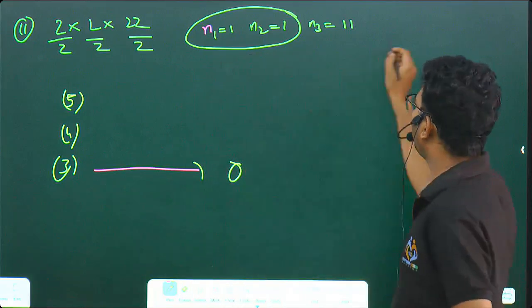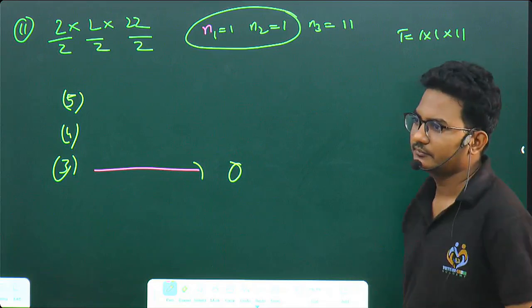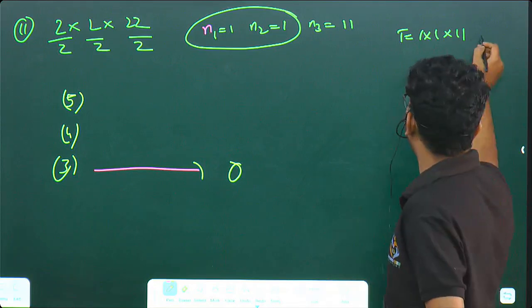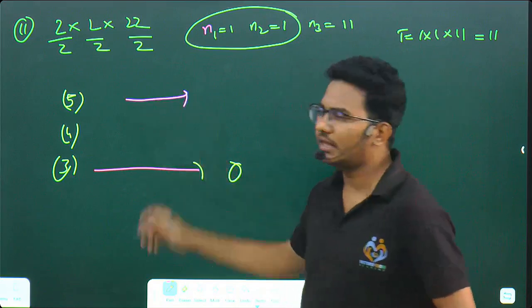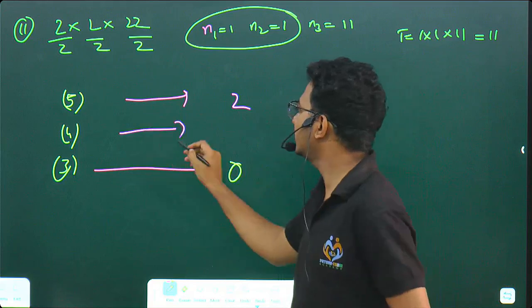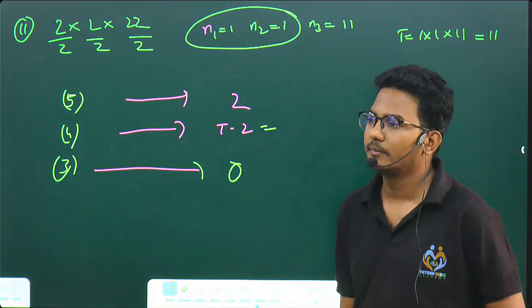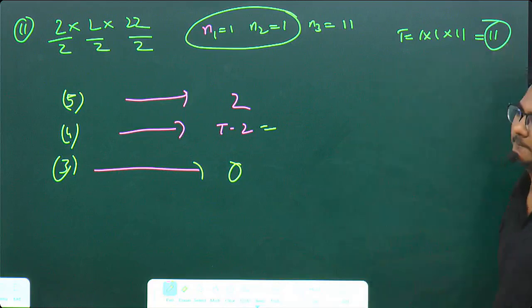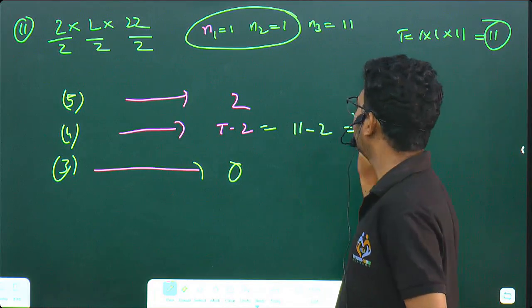Now the total formula is the same: 1 into 1 into 11. How much? 11. Okay. So 5 surfaces, how many will be there? 2. Okay. Now 4 surfaces, total minus 2. What is the answer? Total 11 minus 2, 9.